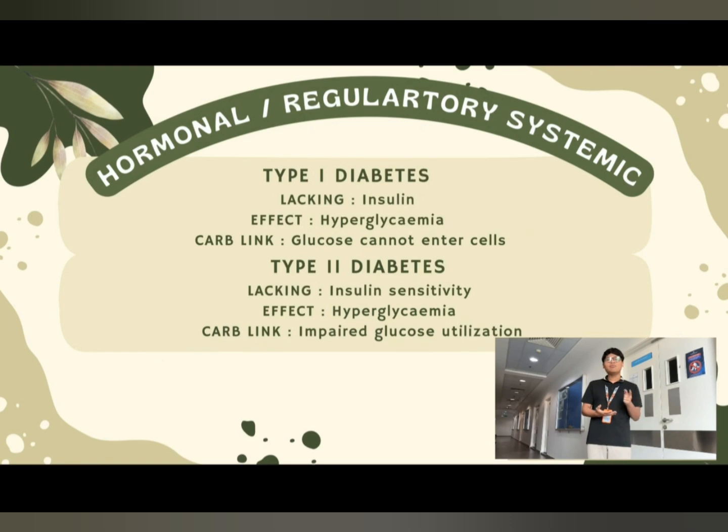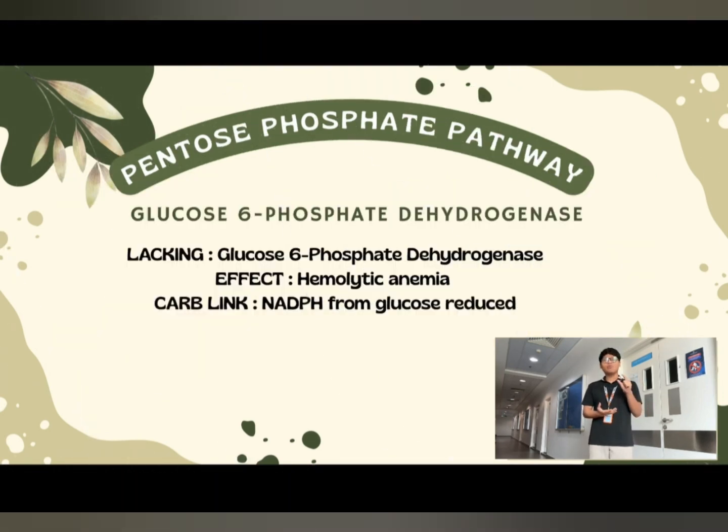Next are systemic regulation disorders. We have type 1 diabetes that prevents glucose uptake and type 2 diabetes that disrupts glucose control through insulin resistance. Finally, in the pentose phosphate pathway disorders, we have G6PD deficiency that reduces NADPH, causing hemolysis of red blood cells under oxidative stress. In conclusion, these disorders highlight the intricate regulation of glucose metabolism from digestion and absorption to storage, alternative pathways, and systemic control. That's all. Thank you.